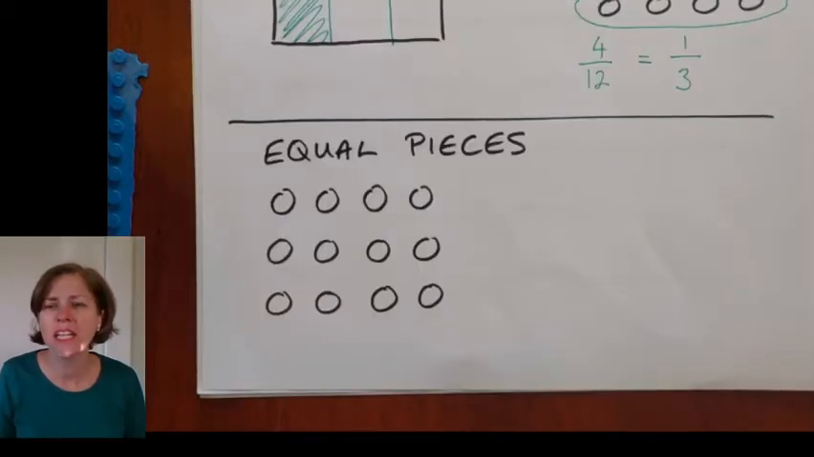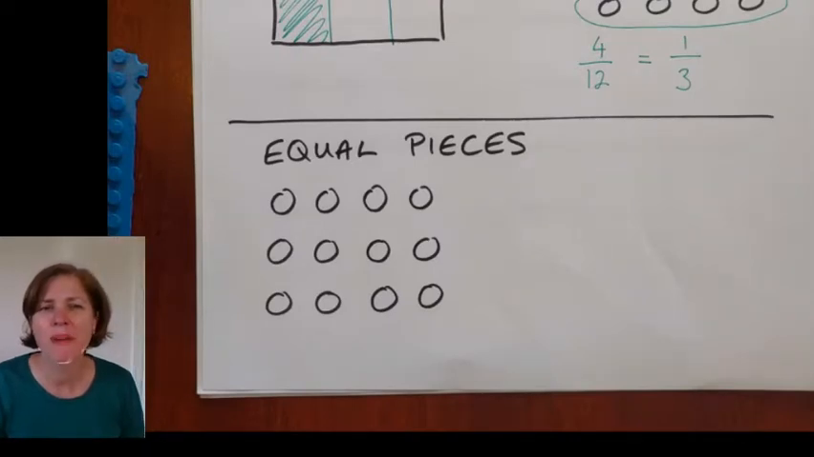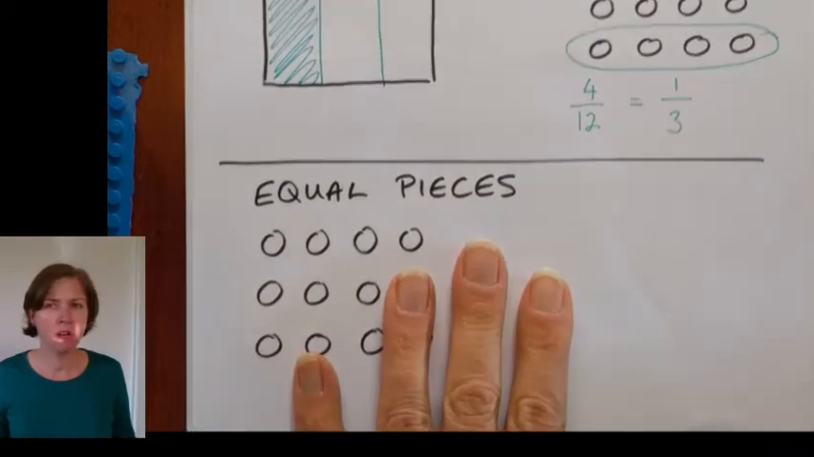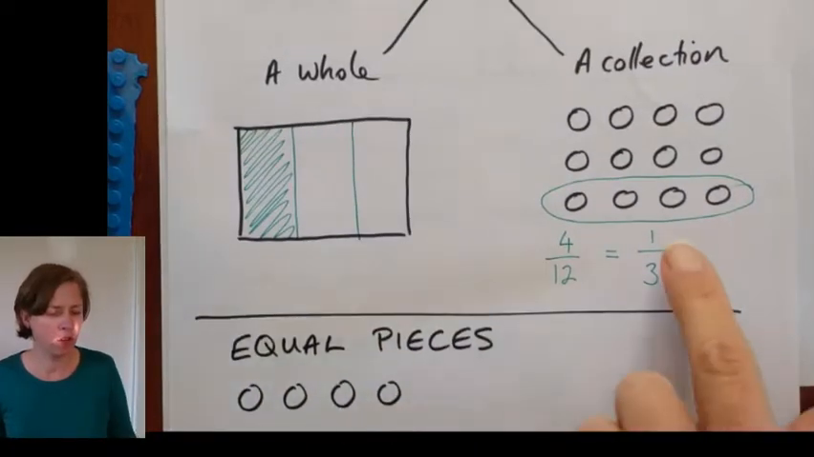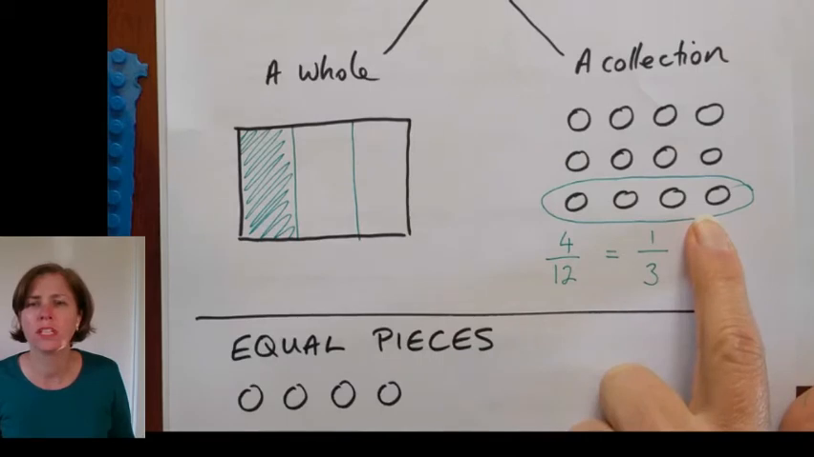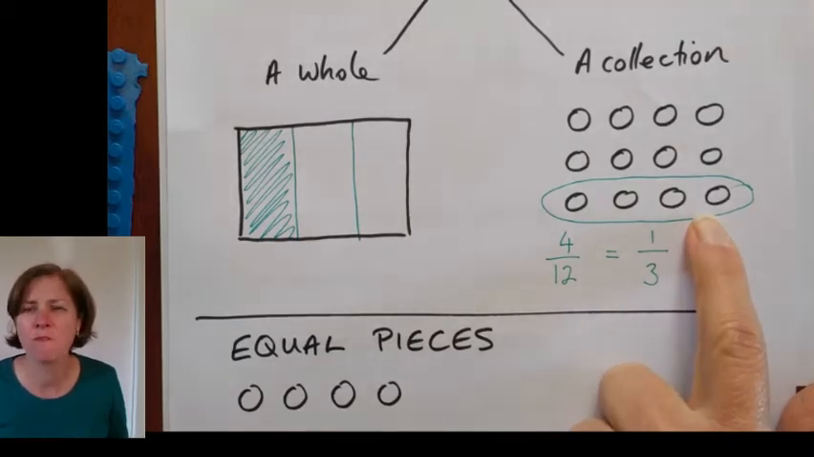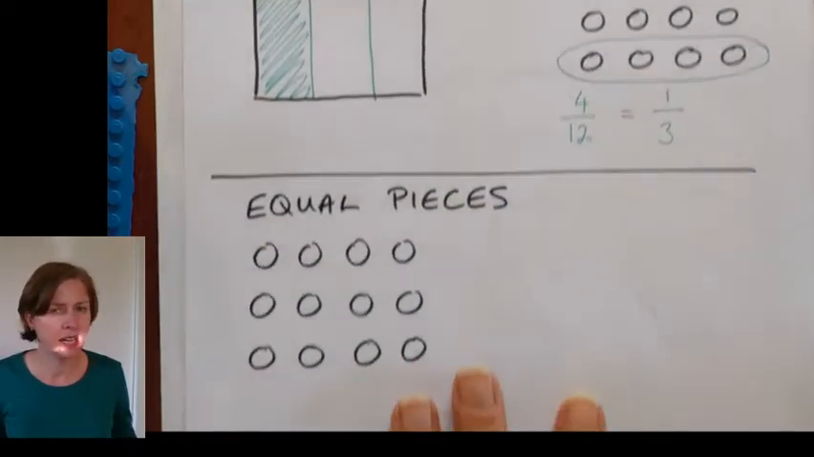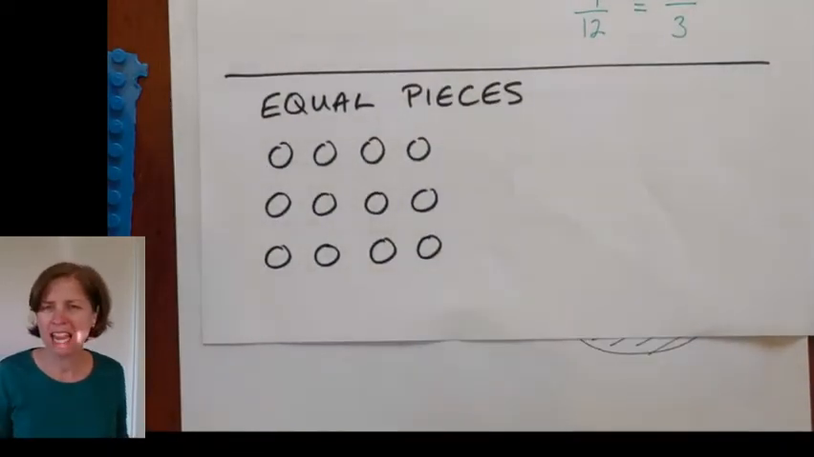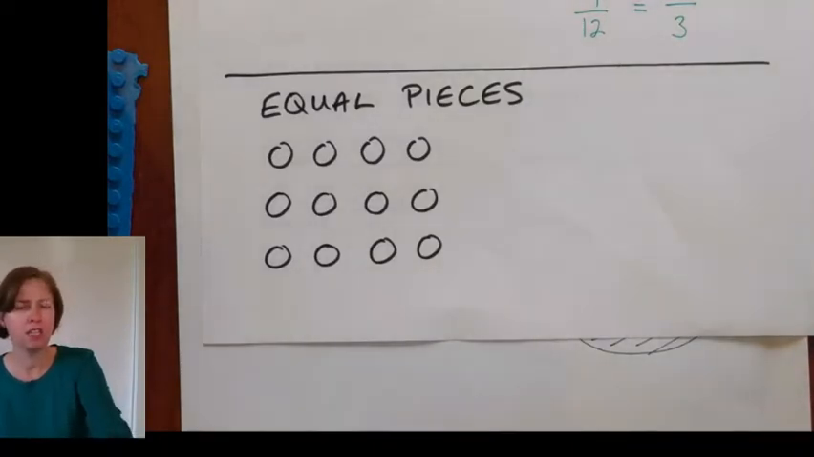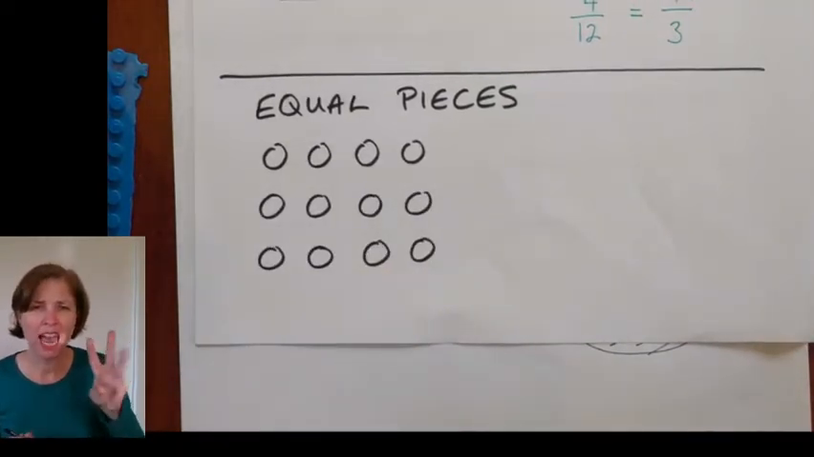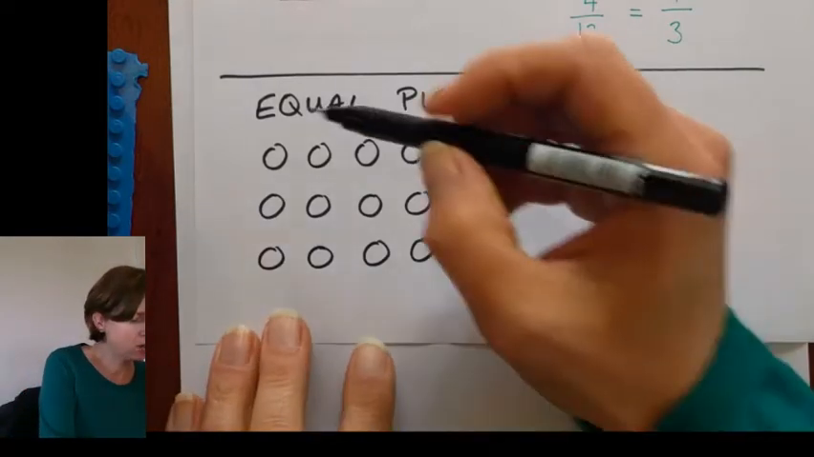Another thing that's really important to remember about fractions is that the pieces need to be equal pieces. So in the example before, I took 1/3 of these 12 circles. That meant I needed to take 4 circles because that's exactly 1/3 of what I started with. Now, what if I didn't have equal pieces? If I tried to divide these 12 circles into 3 and I didn't get equal, it might look like this.